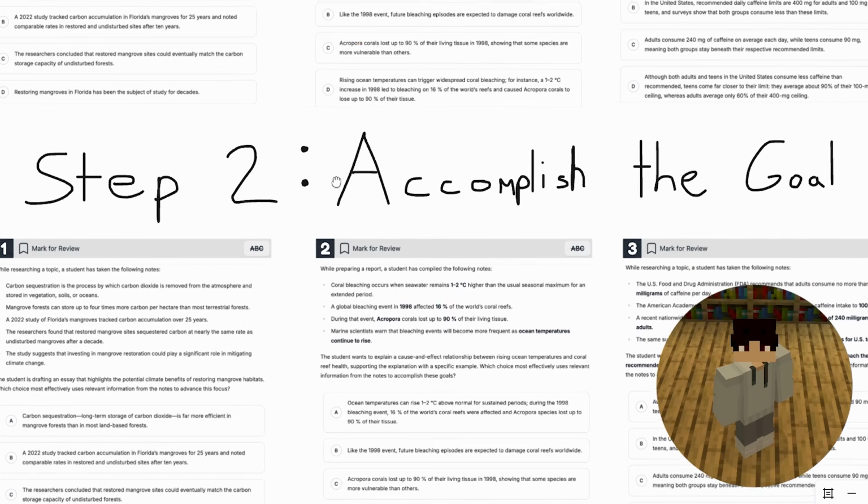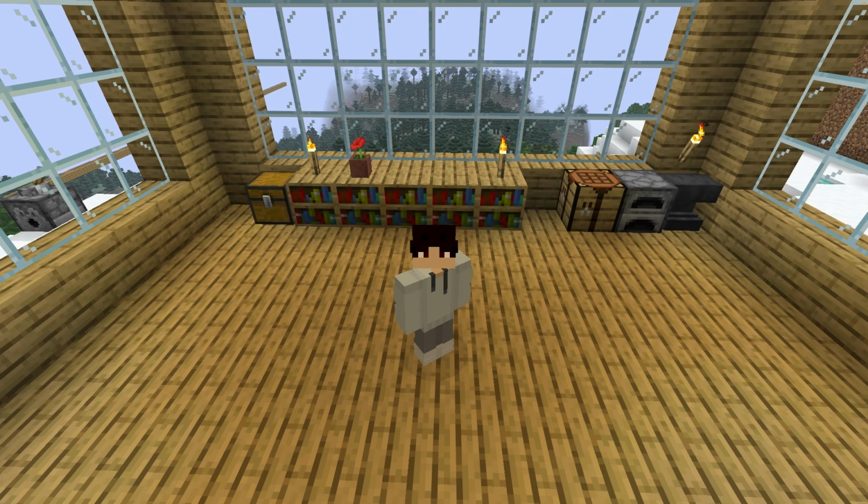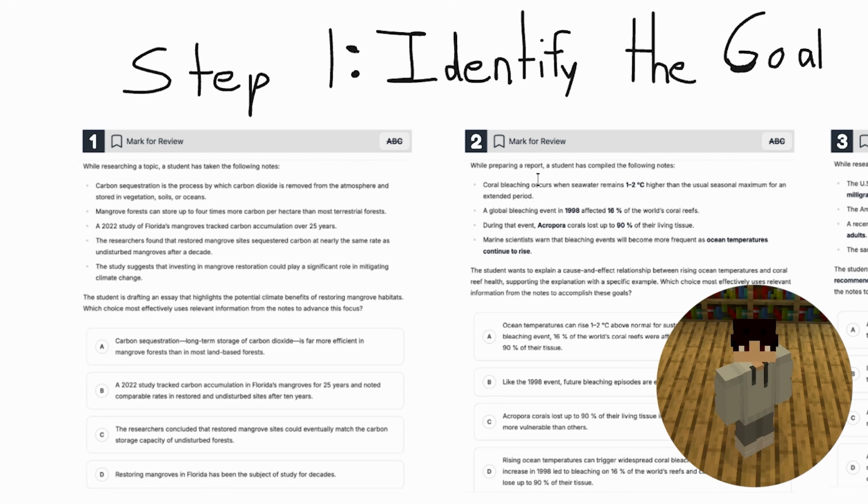But thankfully the strategy for approaching these questions is a lot simpler than it might seem at first. And so with the right process, you can go from struggling with these types of questions to absolutely dominating them every single time. Let me show you the strategy for approaching student notes questions.